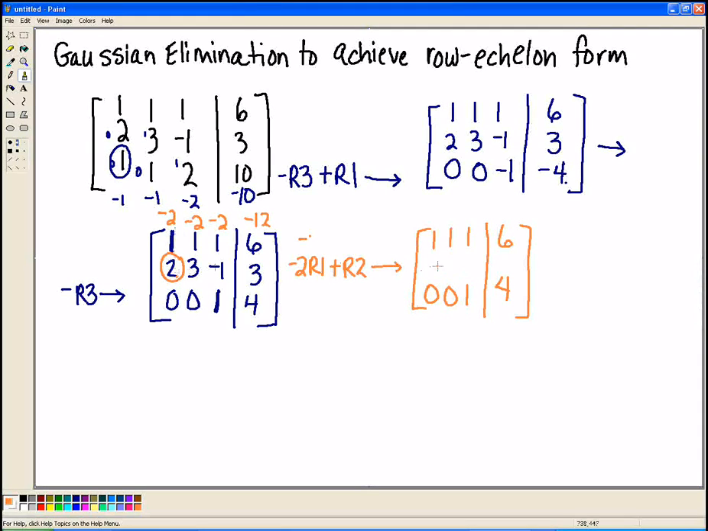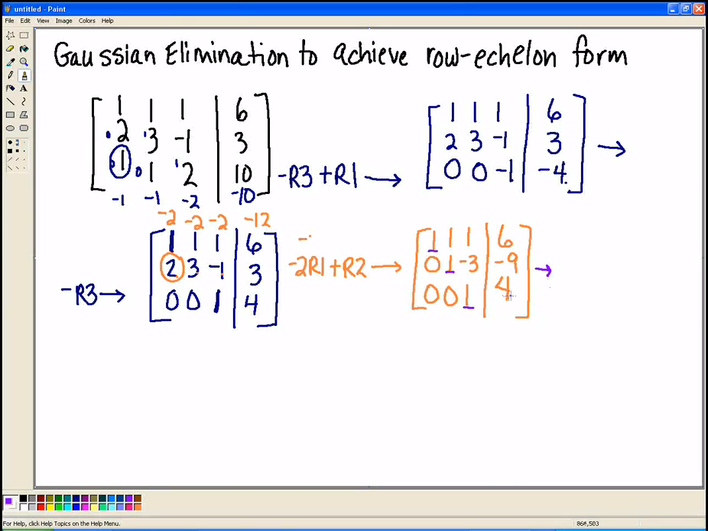-2 and a +2 becomes 0. -2 and a +3 becomes 1. A -2 and a -1 becomes -3. And -12 and a +3 becomes -9. And now, if you notice, I have this in row echelon form. I have my 1s on my diagonal, and I have my 0s to the left. And so now, from here, I can set out to find the solution.